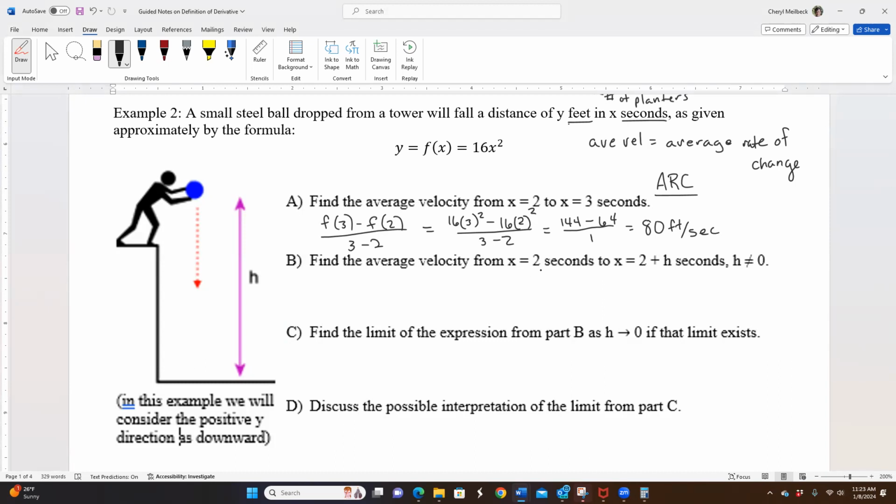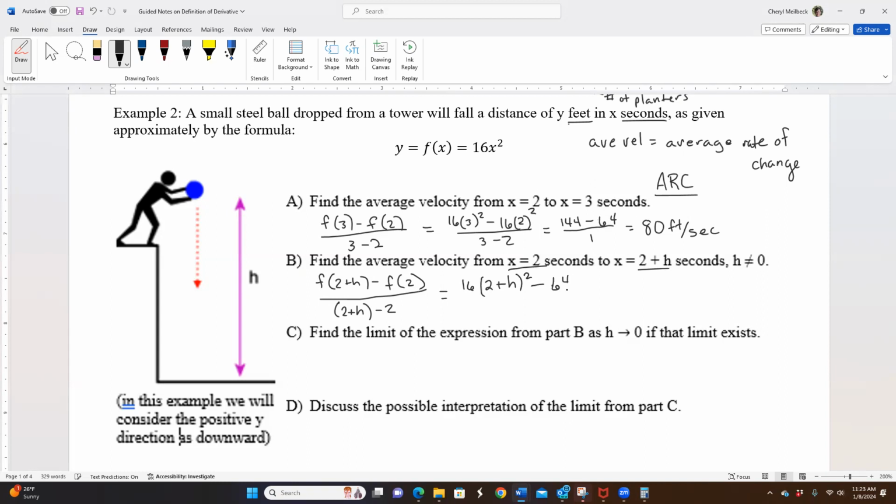Then it wants us to find the average velocity from 2 to x equals 2 plus h seconds. So plus h, that's our highest value. So we'll be finding f of 2 plus h minus f of 2 over, not 3 minus 2, but 2 plus h minus 2. This is exactly what our formula said from above. All right, f of 2 plus h means we're going to substitute 2 plus h into the 16x squared, so it's going to look like this. Then f of 2, we found that above to be 64.